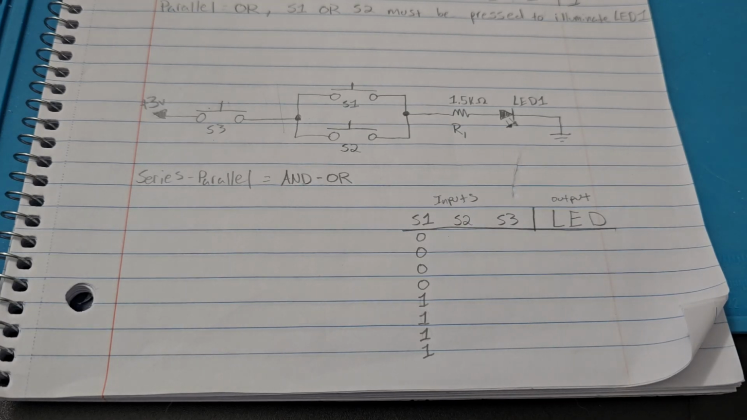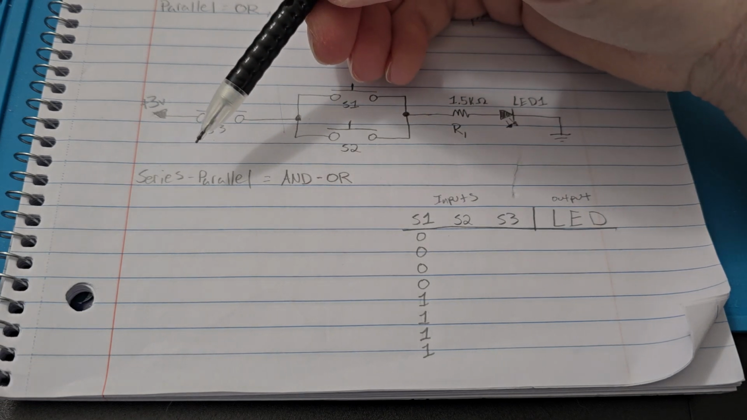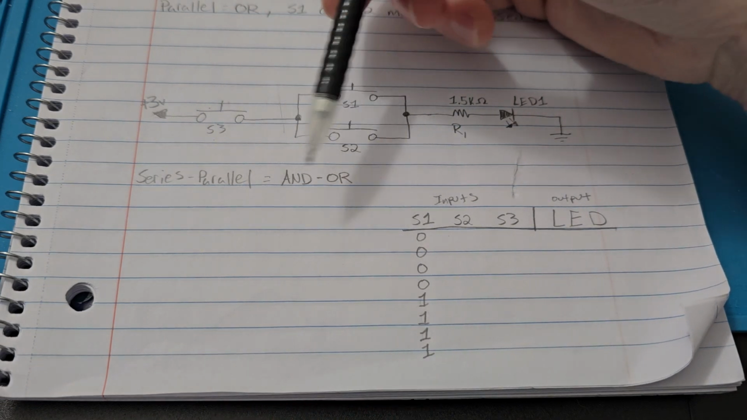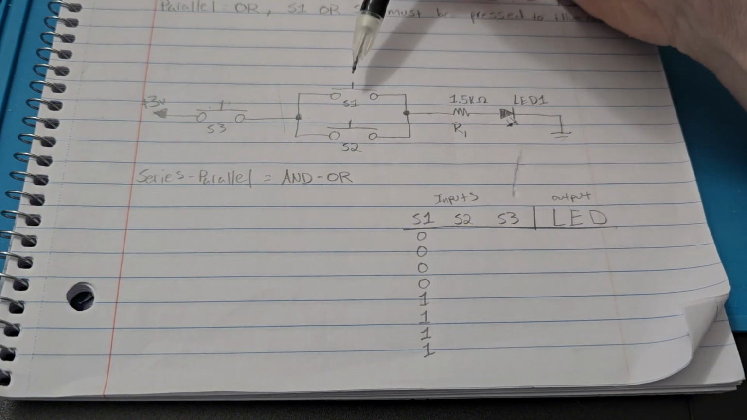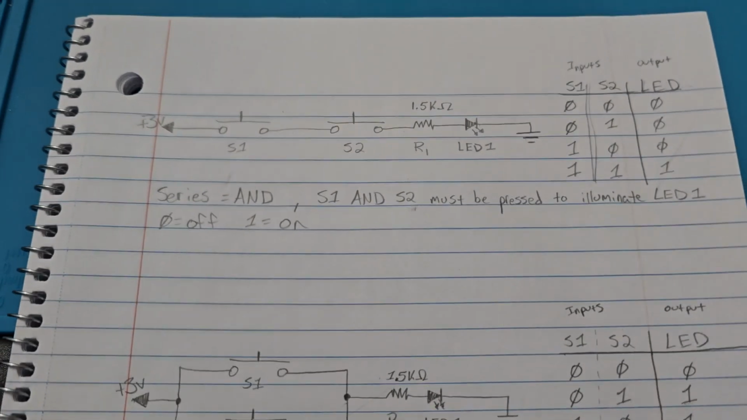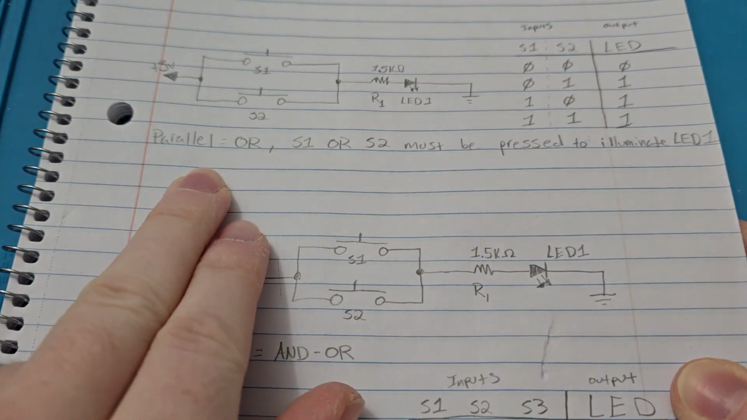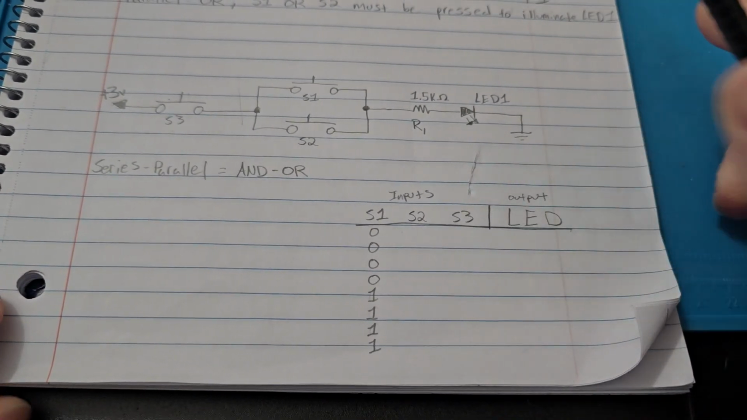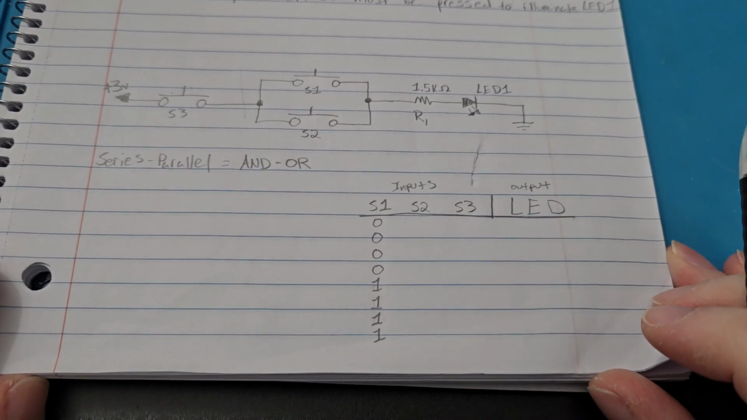Alright everybody, in today's video we are going to be looking at connecting three switches in series parallel. So this is a combination of the last two videos where we learned about series equals AND logic, parallel equals OR logic. So when we combine them, we get AND OR logic, both.